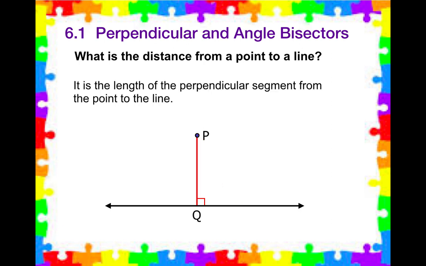The line that is the distance is the length of the perpendicular segment from the point to the line. It has to be the perpendicular. And you can see that this is actually the shortest distance. So the shortest distance between a point and a line is what we call the distance between the two.